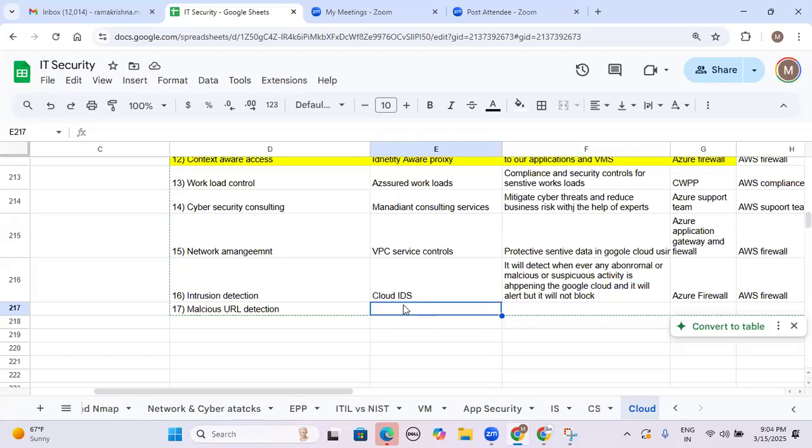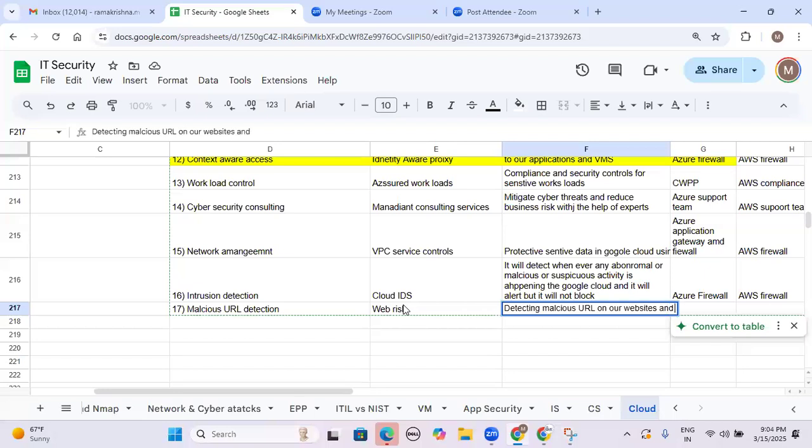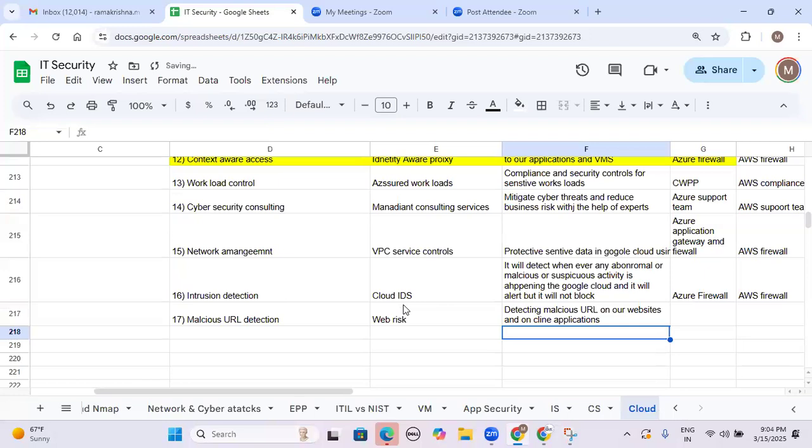So what is the service name under the malicious URL detection platform side? This one is called Web Risk. And what functionality will it do? It will detect malicious URLs on our websites and on client applications. So those things can be taken care of by our malicious URL detection.